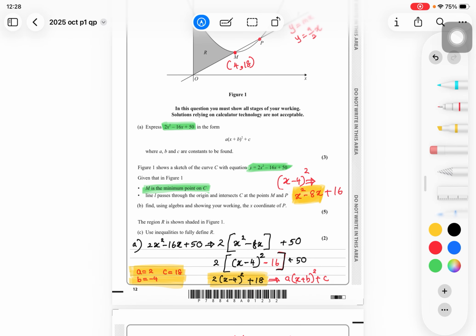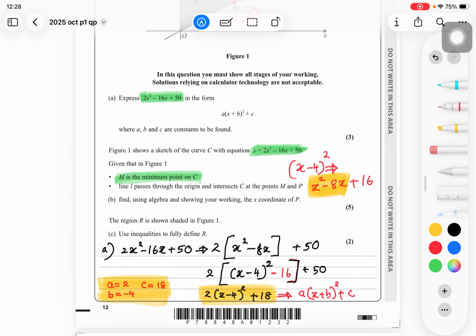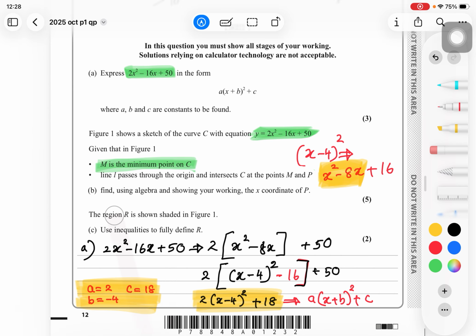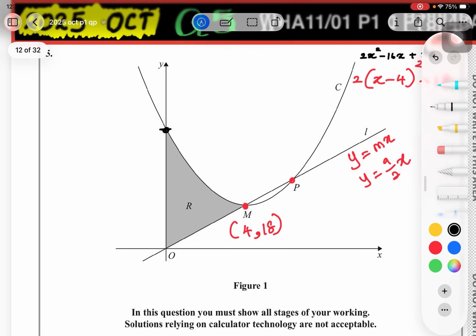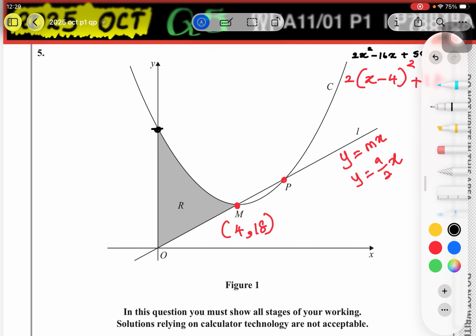Okay, so now we have worked around most of the stuff. Now we only have to do the region identification, which is region R: find the inequality to fully define R. Let's quickly revisit the question and see what R is. R is this range. The easiest thing we can do is pick any value in this shaded area and see. We can also get a coordinate when x is 0 on the curve. What is this point?